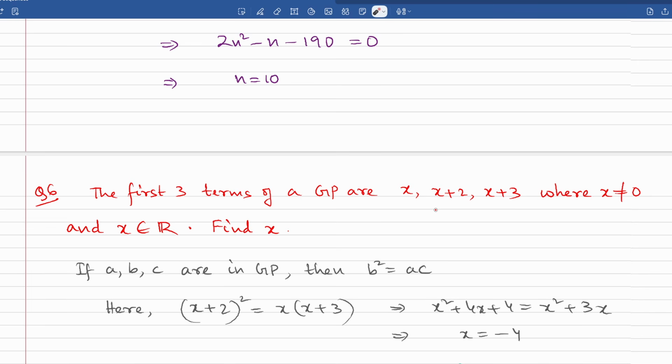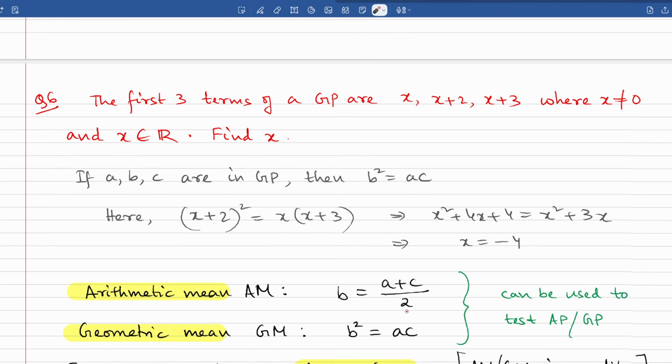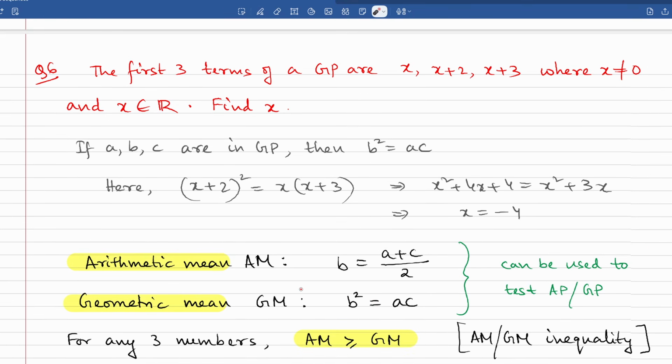Well, you don't even need to solve the quadratic, x square will cancel away. Remember these two formulae, arithmetic mean and geometric mean. These two can be used to test if three numbers are in AP or GP. So if three numbers are in AP, then the middle term should be the average of the outer terms. And if three numbers are in GP, then the square of the middle term should be equal to the product of the outer terms. Also, for any three numbers, AM is greater than or equal to GM.